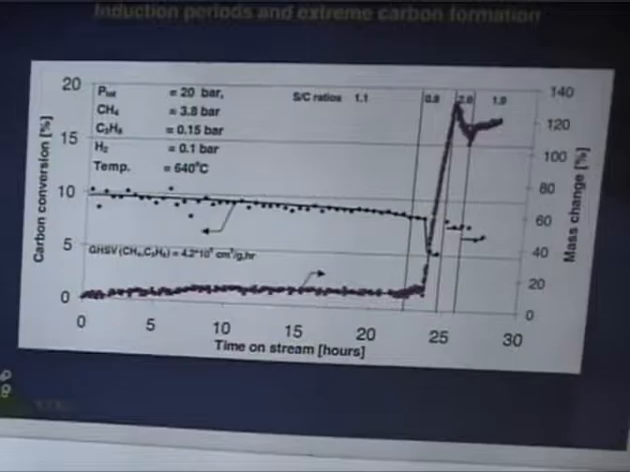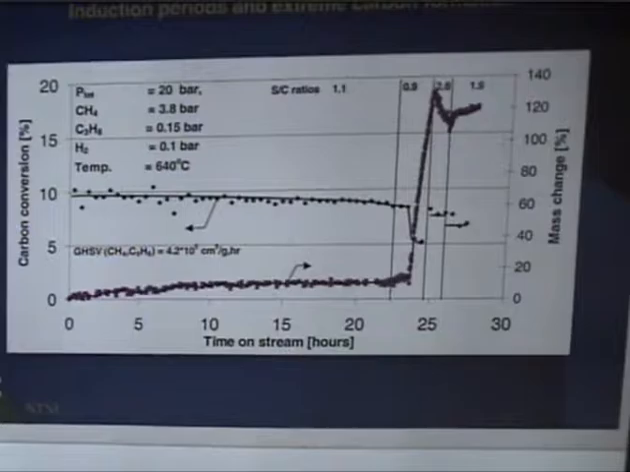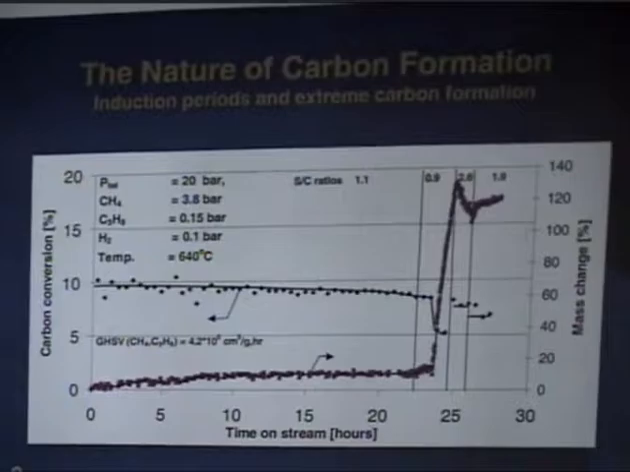If you do these experiments in this TEO equipment, you see that you can run this for hours and nothing happens. It changes a bit with the steam to carbon ratio, still can run, but then suddenly you get enormous carbon formation as a function of the steam to carbon ratio. So we are presently looking into this. So far the model cannot predict that.